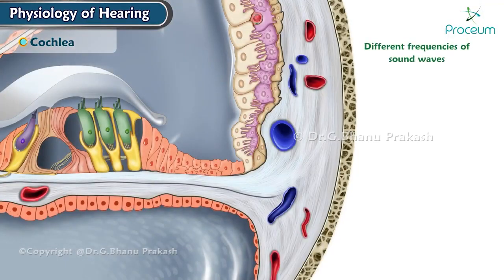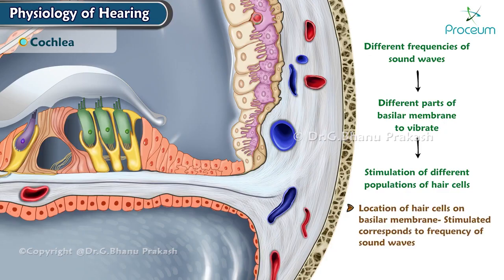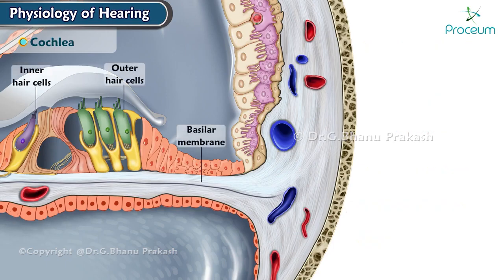Different frequencies of sound waves cause different parts of the basilar membrane to vibrate, which leads to the stimulation of different populations of hair cells. The location of the hair cells on the basilar membrane that are stimulated corresponds to the frequency of the sound waves. The cochlea also has a specialized system for amplifying sounds called the cochlear amplifier.